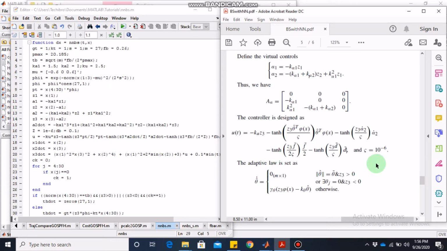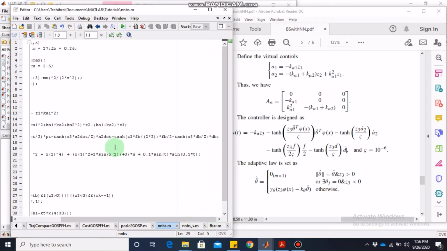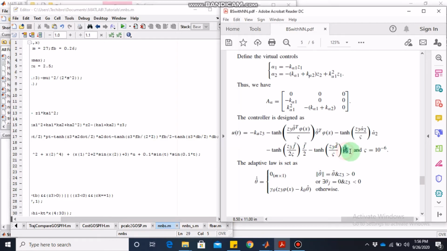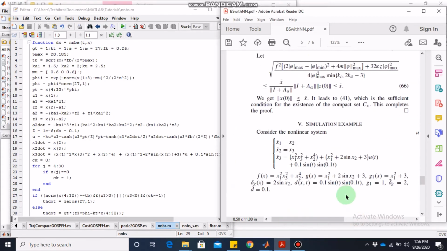So you can write the equation minus ku z3 minus tangent hyperbolic, all this equation you can just copy in the MATLAB, and this is the equation of the control input u, and you can see here that it goes all the way up to this d bar. And then once you have computed the control, then x1 dot, x2 dot, by the way, the value of d bar is 0.1, which we have already written here, dB is equal to 0.1.